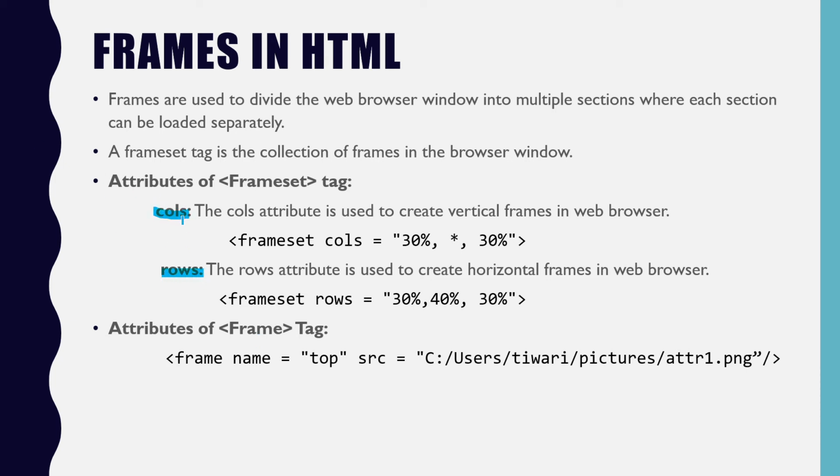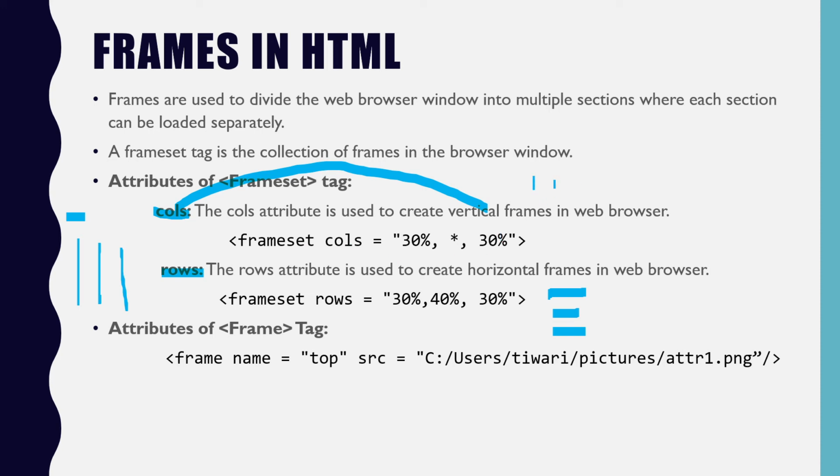Cols is used to define the columns, that is vertical frames like this, and rows is used to define the rows, like this. Now here let's understand frameset. This is the frameset tag, and if you want to create columns, you have to write cols. Now I have divided the screen into three parts.